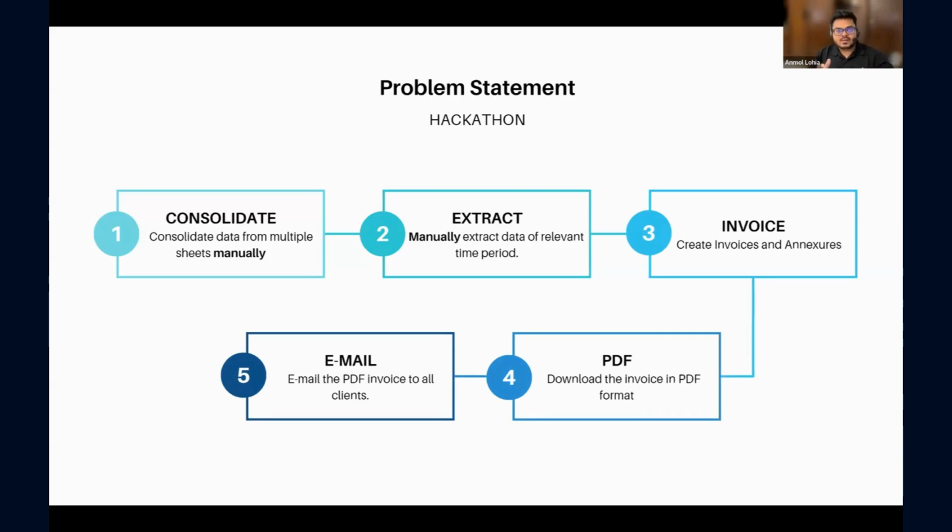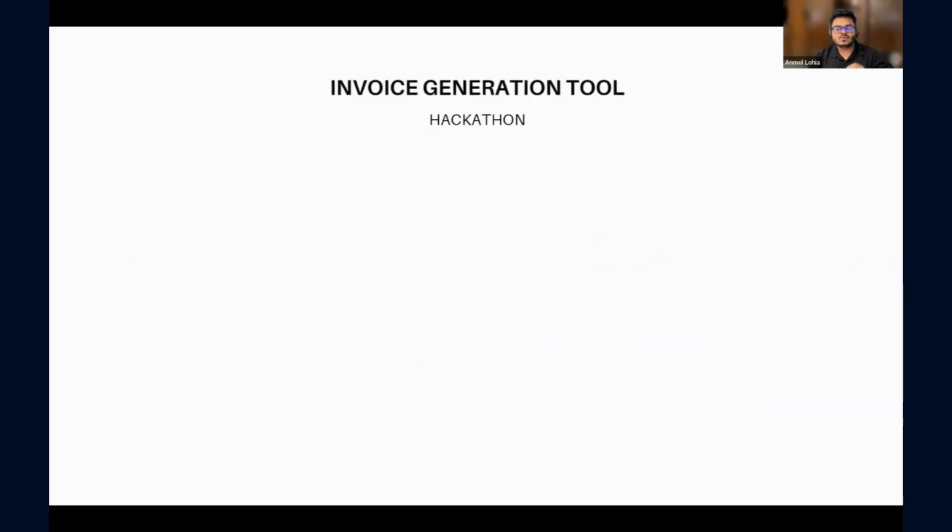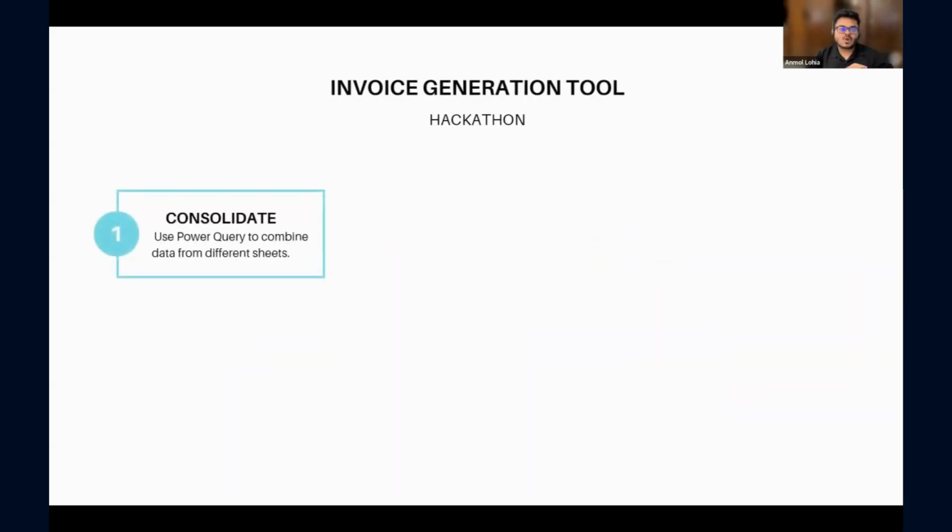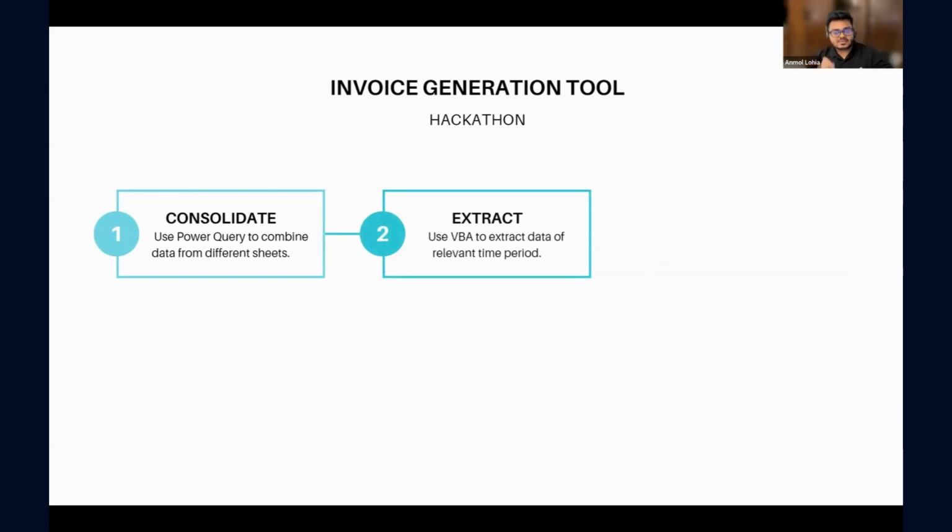So I've tried to automate that, and a lot of my clients are probably using this as well. But this is a very toned down version of what I'm going to give you. So this is an invoice generation tool. What this will do is automate the entire consolidation process. Whenever anybody uploads that particular Excel file in the OneDrive, it gets consolidated in one single Excel sheet. I will be using Power Query for that. We will be able to extract the data for whatever date range we need, which we will be seeing.